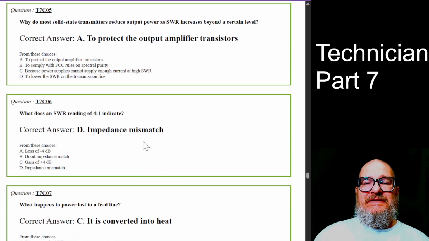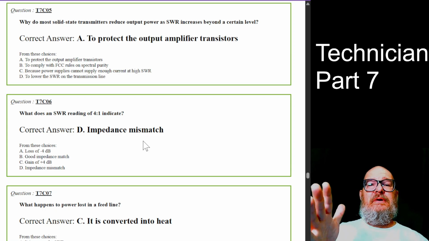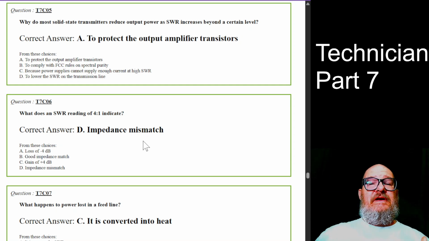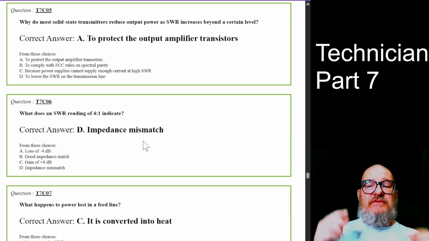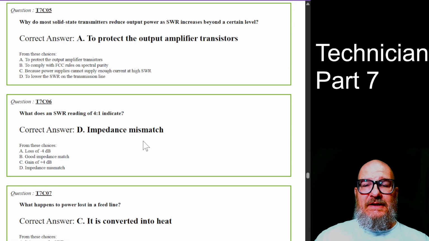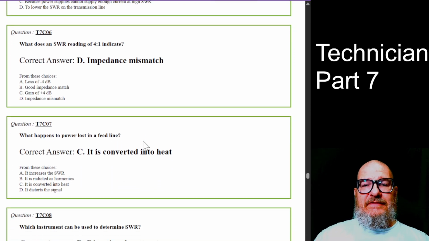Why do most solid-state transmitters reduce output power as SWR increases beyond a certain level? That is to protect the output amplifier transistors. So standing wave ratio, you have what's forward and then reflected. The stuff that's coming back could burn up those amplifier transistors. So you definitely want your radio to dial back the power.